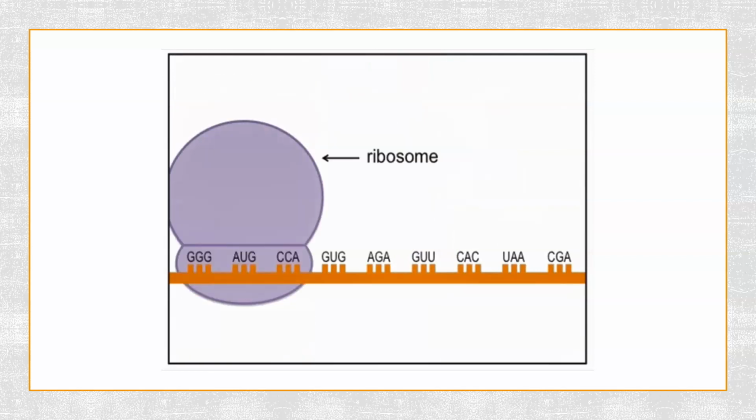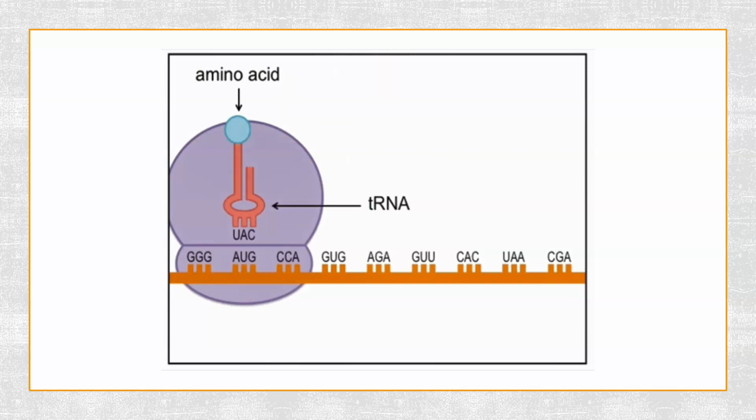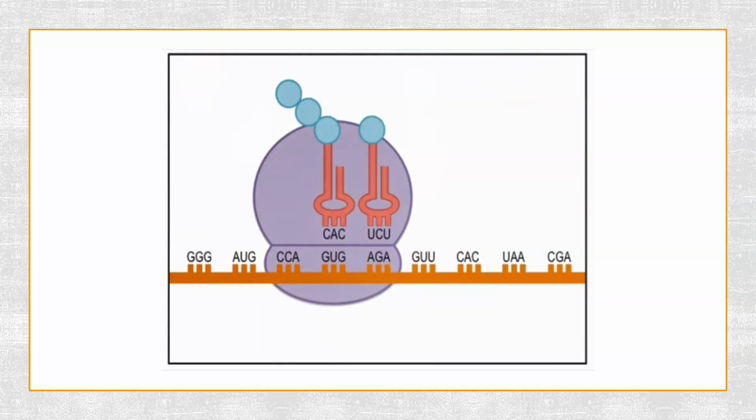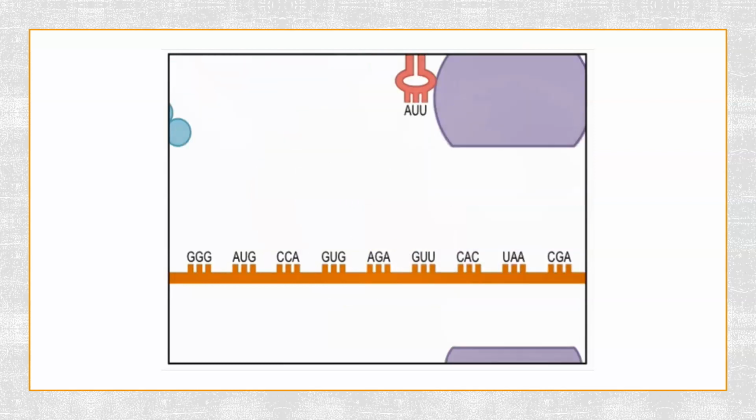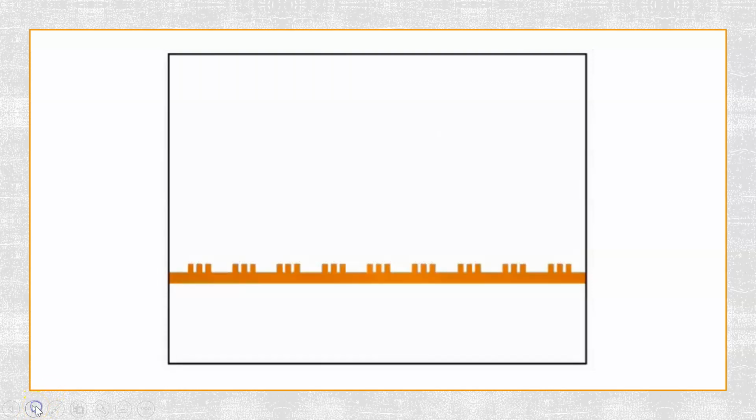So let's watch it again. Along comes our ribosome. We've got our start codon, okay, and here's our first amino acid. Coming along, pairing our stop codon, and off goes our protein. Our polypeptide.